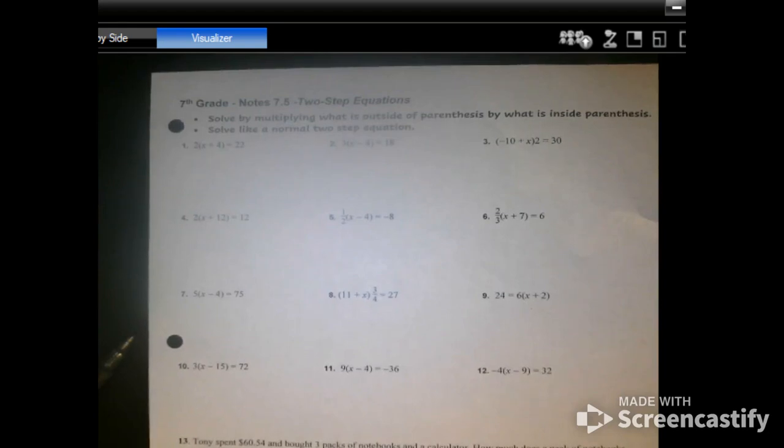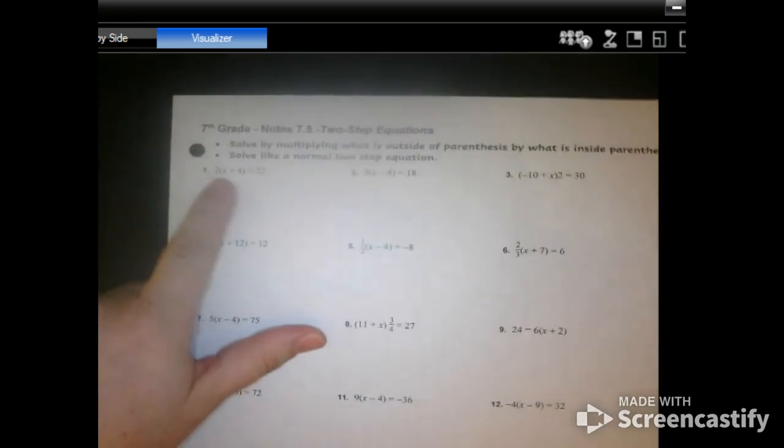So I want you to think about what the word distribute means. What does it mean to distribute things? Give out. Okay. So on these problems, it has 2 steps at the top. It's to solve by multiplying what is outside of parentheses by what is inside. So basically that means we are handing out this 2 to what is inside the parentheses.